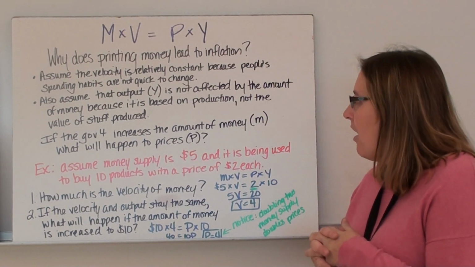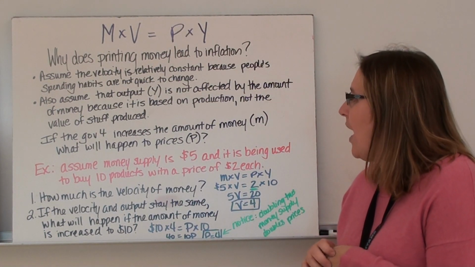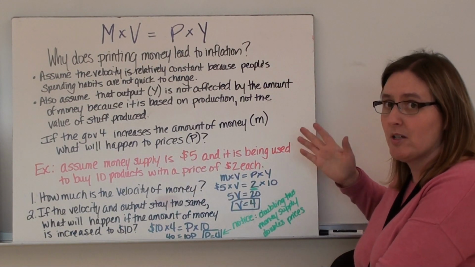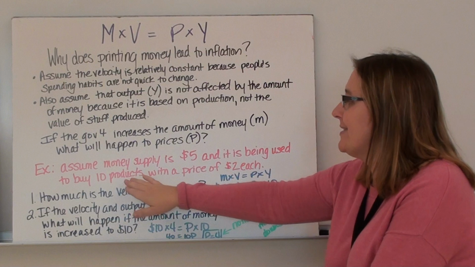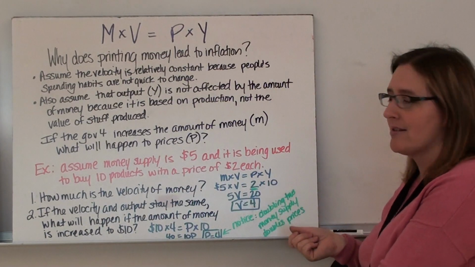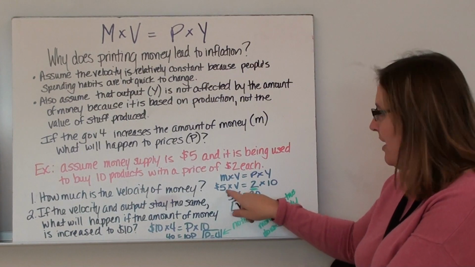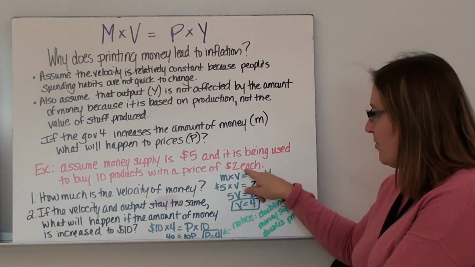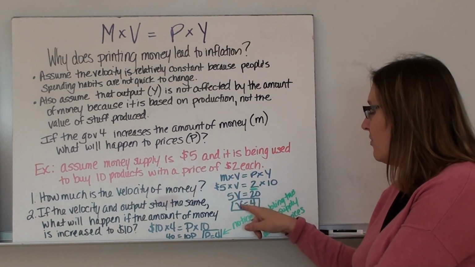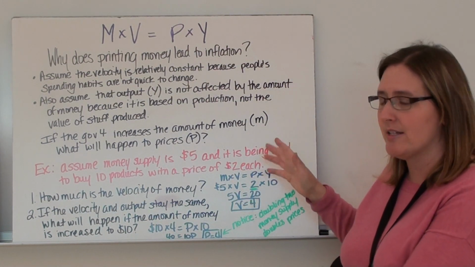They're not related. If the government increases the amount of money, if they print off lots of dollars, what will happen to prices P? So assume the money supply is $5. It's really small, but let's pretend it's $5, and it's being used to buy 10 products with a price of $2 each. So the question is, how much is the velocity of money? So we use the formula M times V equals P times Y. $5 is the money supply times the velocity equals 2, the price, times 10, the products. So 5V equals 20, so the velocity of money is 4. Okay? And remember, we assume that the velocity is going to stay relatively the same.